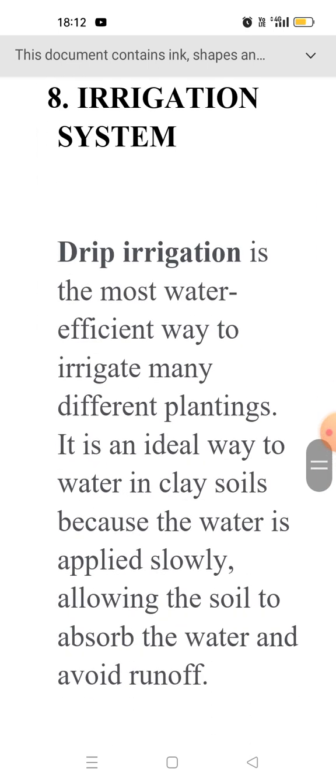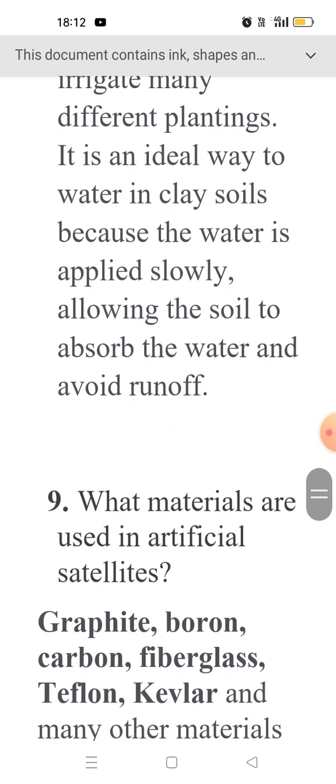Then one more question was there. Some diagrams of irrigation systems were given, and it was asked which system is best for irrigation. So out of that, I'll suggest drip irrigation. It is the most efficient way to irrigate many different plantings, and it is an ideal way to water in clay soils because the water is applied slowly, allowing the soil to absorb the water and avoid runoff.